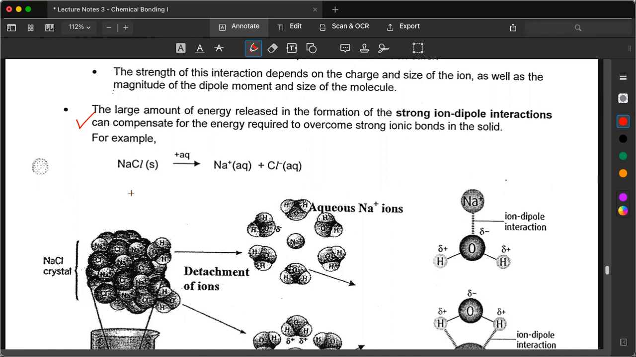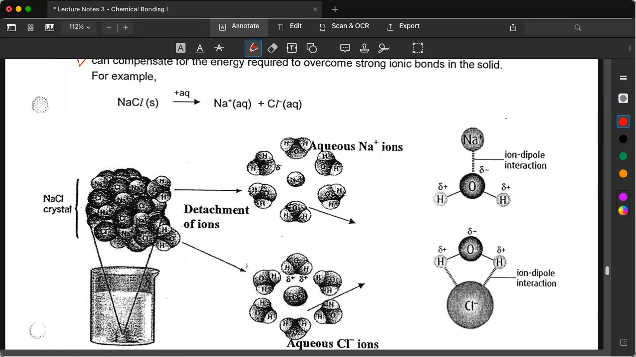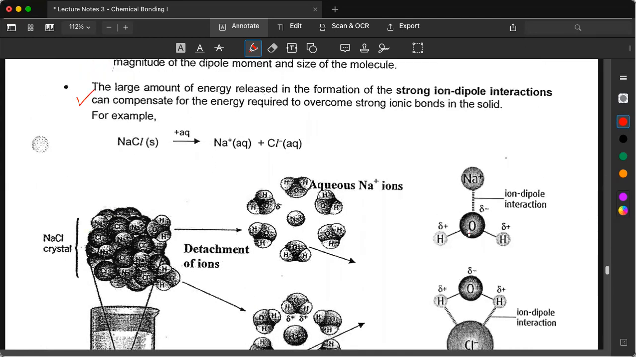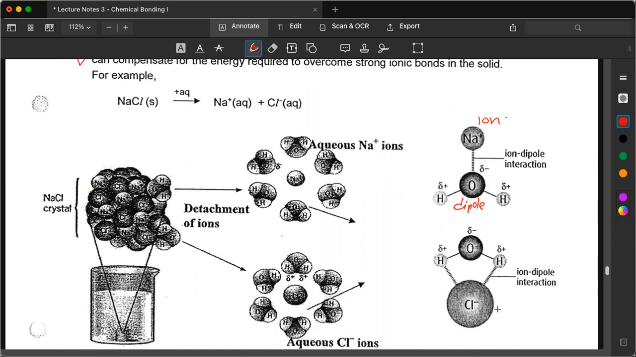So you need to make sure that the energy released when the ion-dipole interactions are formed is large enough to break this bond. Ion-dipole interaction is just the water is the dipole. The ion refers to the sodium ion or the chloride ion, where the partial negative charge of the water attracts the positive sodium ion, then the partial positive hydrogen on the water molecules attracts the negative chloride ions.